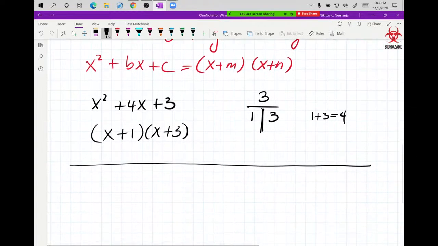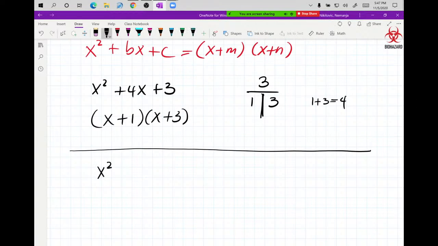Now let's find some nicer examples to actually see this better. So let's say x squared plus 7x plus 12. This is a much better example. Always the same step. So don't be lazy, and it's going to work great. Here's your 12, and here are all of the factors of 12. 1 times 12 makes 12. 2 times 6 makes 12. 3 times 4 makes 12. 4 times 3, oh, I already have 3 and 4.